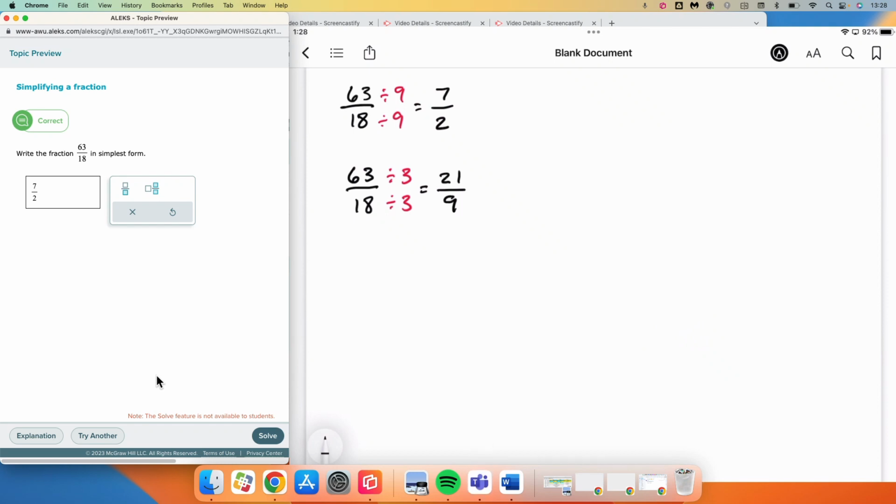Now, 21 over 9 is not the most simple form of this, because if you look at 21 and 9, you would notice that 3 is a common factor of 21 and 9. They're both divisible by 3. And so to get this fraction into simplest form, we would have to do another step. We would have to divide again and recognize, oh, they're still divisible by 3, so I need to do that. And 21 divided by 3 is 7. 9 divided by 3 is 3.